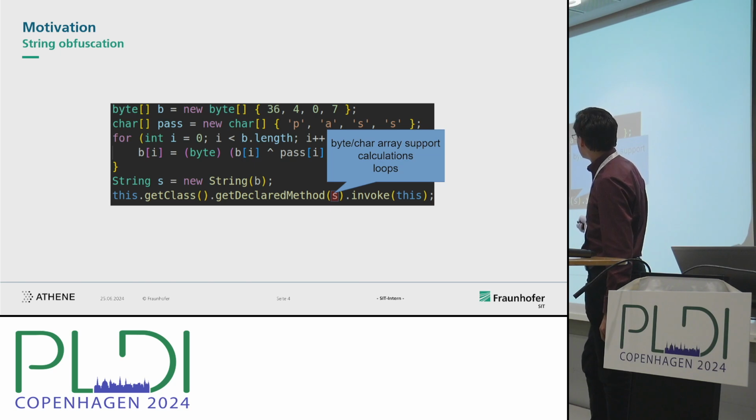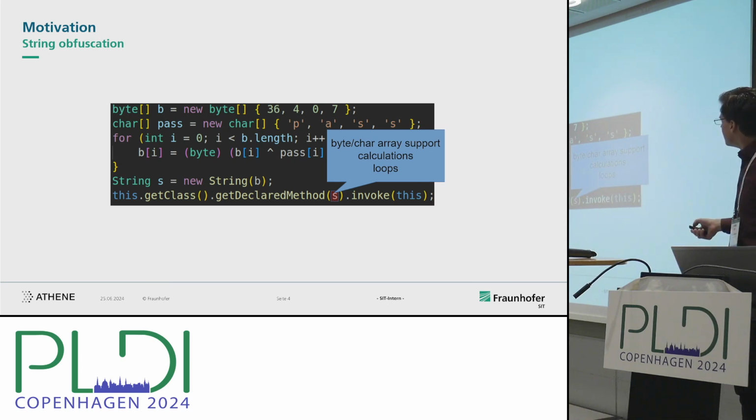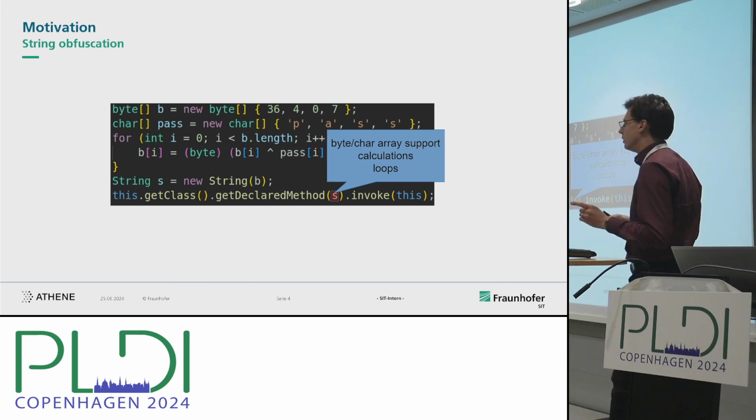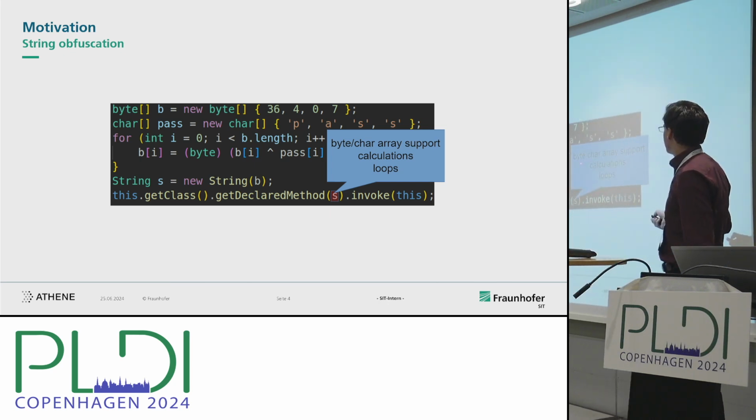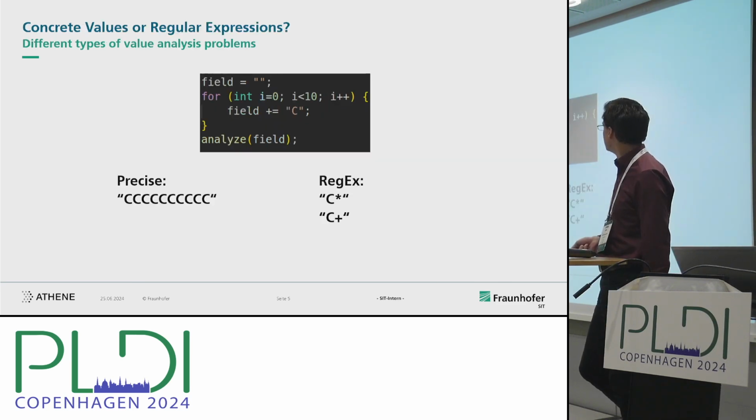And for that, you need support for loops. Sorry, we don't know what a loop is, but you somehow need some definition of a loop and some analysis of something that you call a loop. And then you have to support all these arrays, for calculations, and so on. Otherwise, you don't get a value.